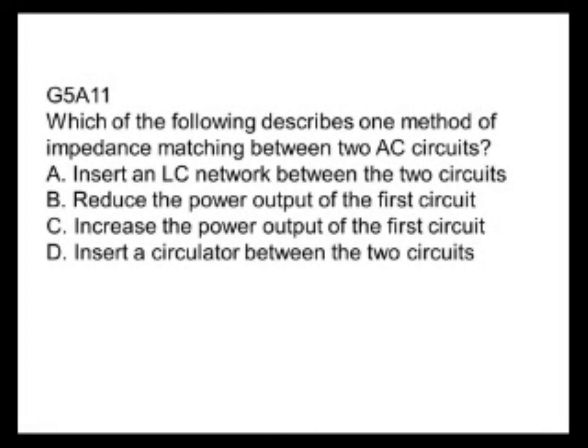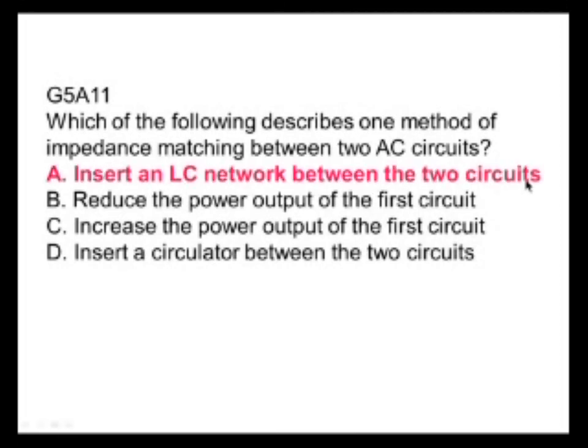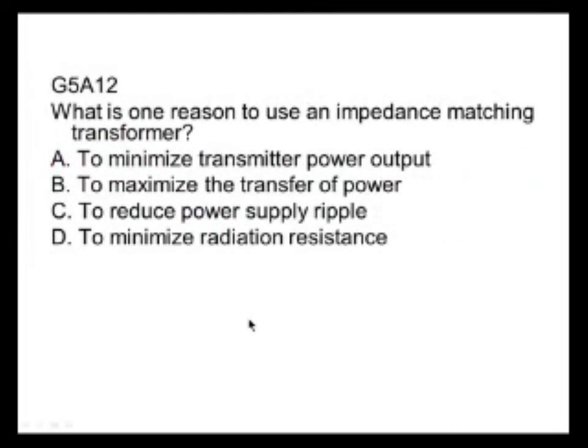Which of the following describes one method of impedance matching between two AC circuits? The answer is to insert an inductive capacitive network, an LC network, between the two circuits. This will improve the matching. Changing the power doesn't do anything to change the match. So putting a matching network in will do it. What's one reason to use an impedance matching transformer? It's to maximize the transfer of power by matching the impedances.